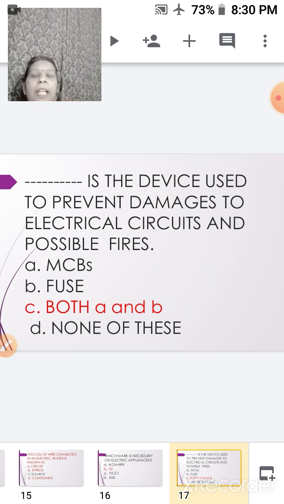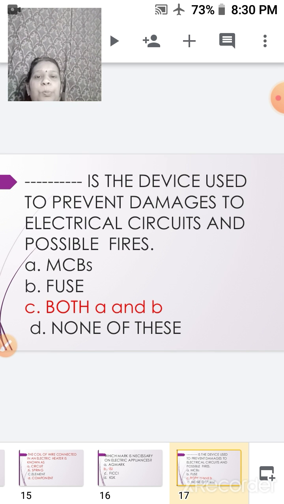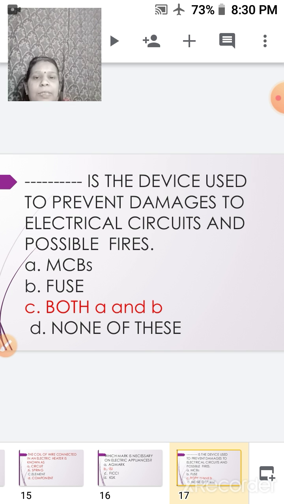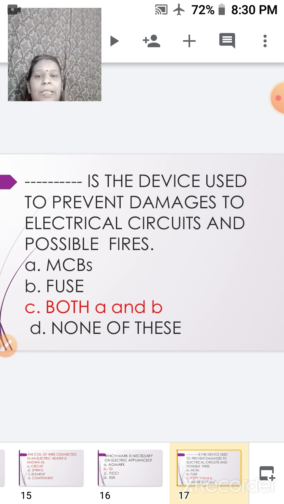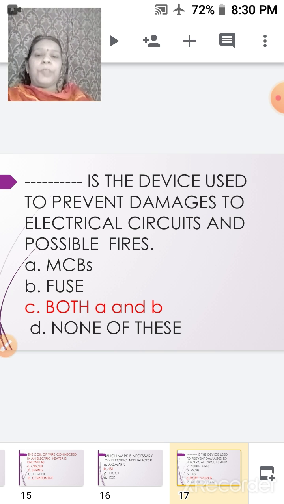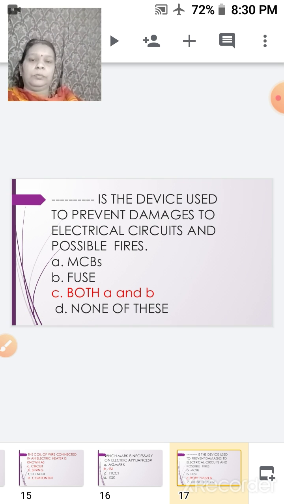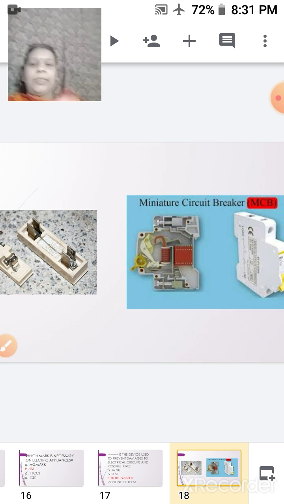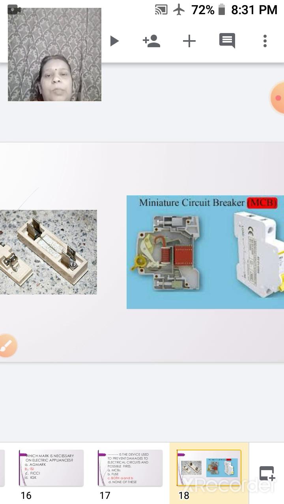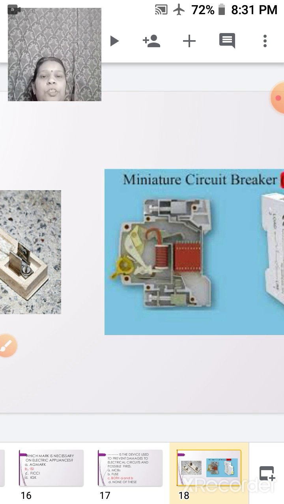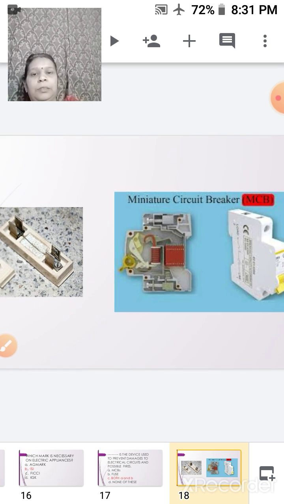Next question: dash is a device which is used to prevent damage to the electrical circuit and the possibility of fire. We have MCBs, fuse, both of these, that is A and B, and none of these. So here we say we are depending on both, that is your MCB and the fuse. Here you can see the symbol, the figure of your fuse as well as MCB, which is miniature circuit breaker.